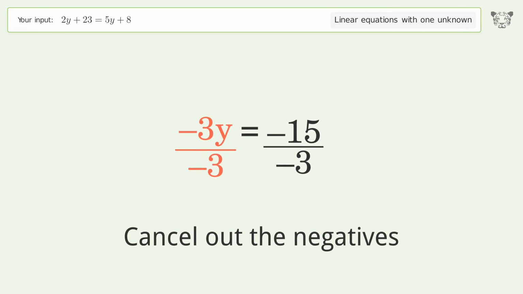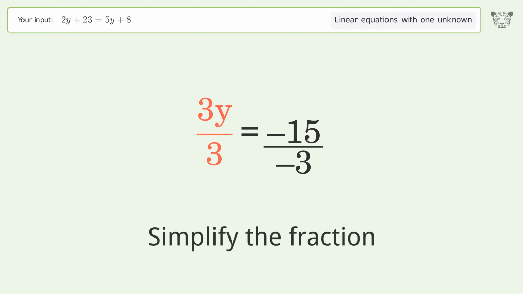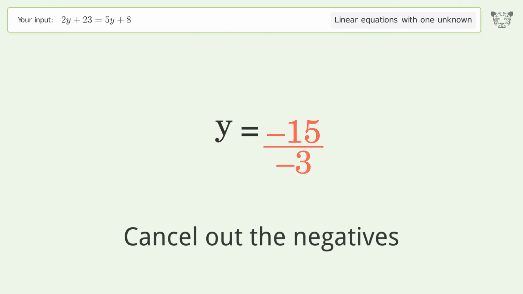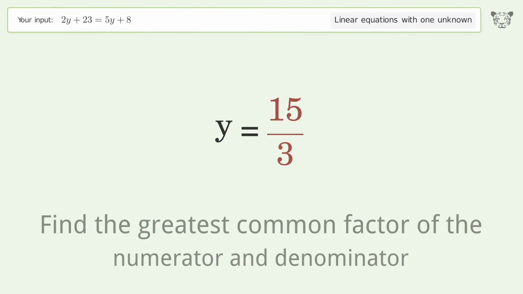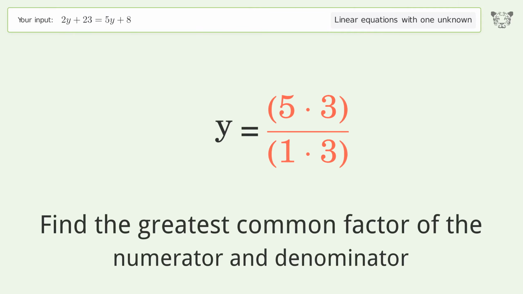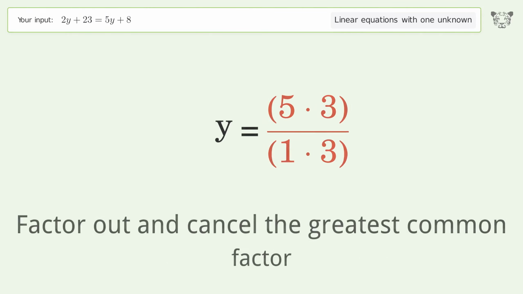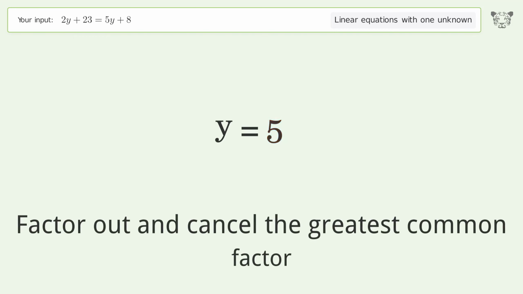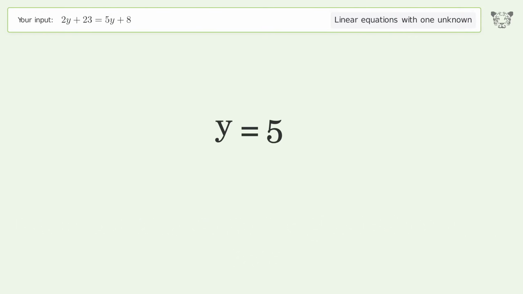Cancel out the negatives. Simplify the fraction. Cancel out the negatives. Find the greatest common factor of the numerator and denominator. Factor out and cancel the greatest common factor. And so the final result is y equals 5.